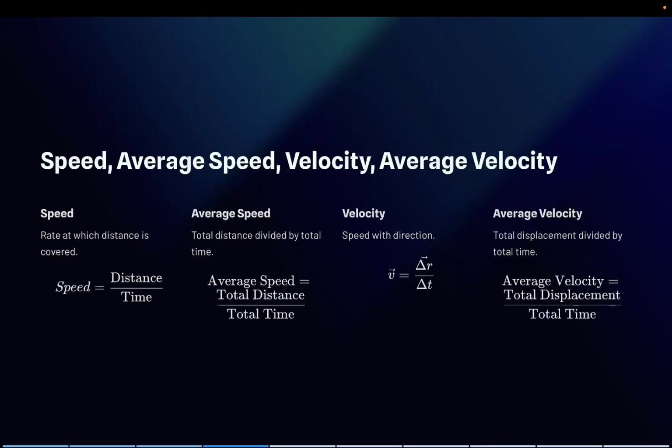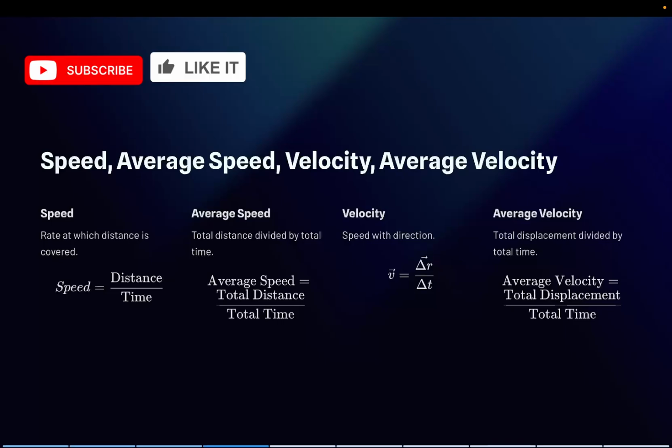The next is speed, average speed, velocity, and average velocity. So what is speed? Speed is the rate at which distance is covered. So speed is equal to distance over time, like 20 kilometers per hour. That's how it's expressed. And average speed is the total distance divided by total time taken. So total distance over total time.